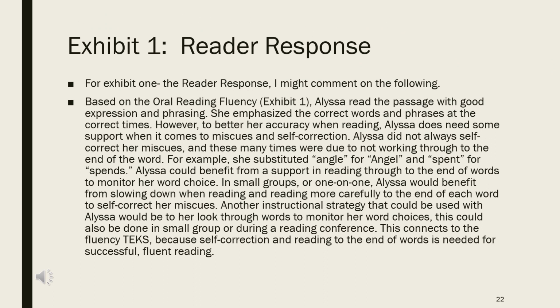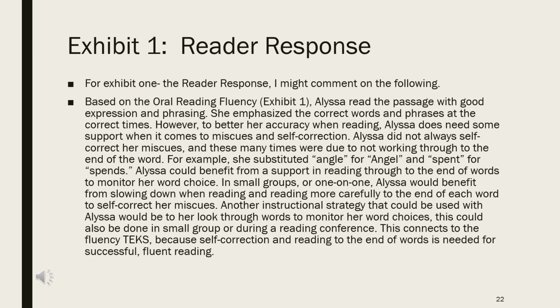So on this slide, you can see I've taken the needs and instruction and TEKS from the chart on slide 21, and I've put it together and written more than just what I put in that chart. So based on the oral reading fluency, Alyssa read the passage with good expression and phrasing. You could see that in my student strengths. She emphasized the correct words and phrases at the correct times. You saw that in my list too.